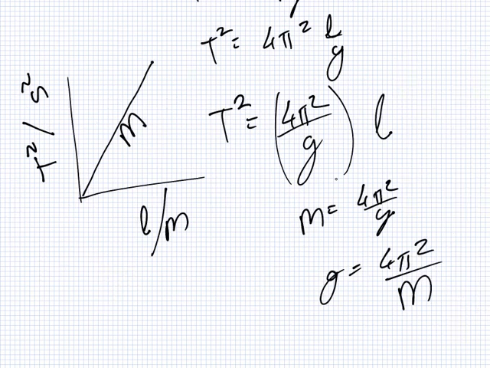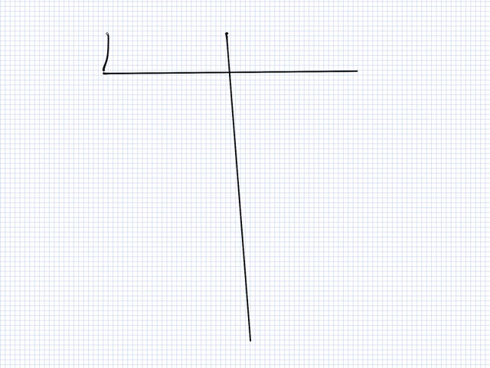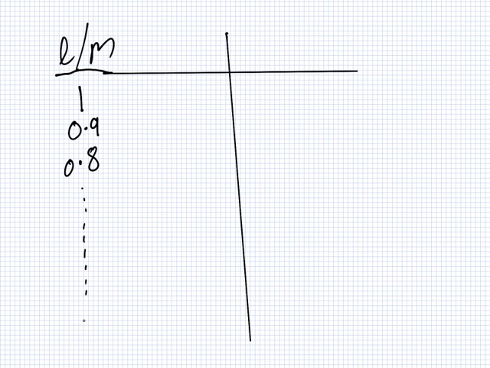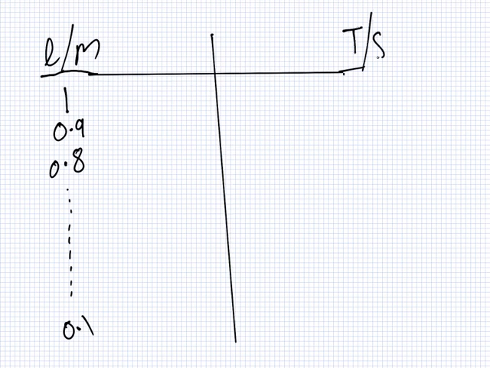So that's fine. Now, the next problem is how to get the L and the t. So again, we make a table. And we need many different L's and many different t's. So let's say L in meters. We should start with 1 meter, and then 0.9 and then 0.8, etc., all the way down until we have 0.1 meters. And then we measure the time in seconds. But it's not actually the time that we really want, it's rather the time squared.